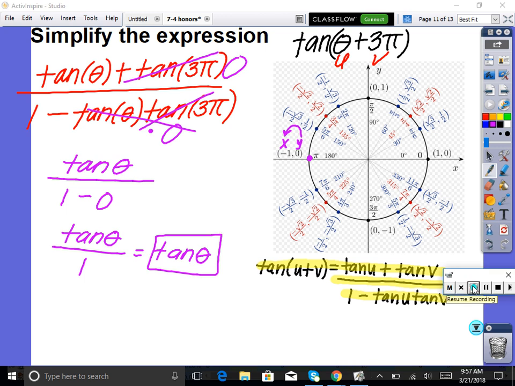Tangent of 3 pi is 0. So then we have tangent of theta plus 0, which is tangent of theta. Then on bottom, we have 1 minus tangent of theta times 0. So that'd be 1 minus 0.